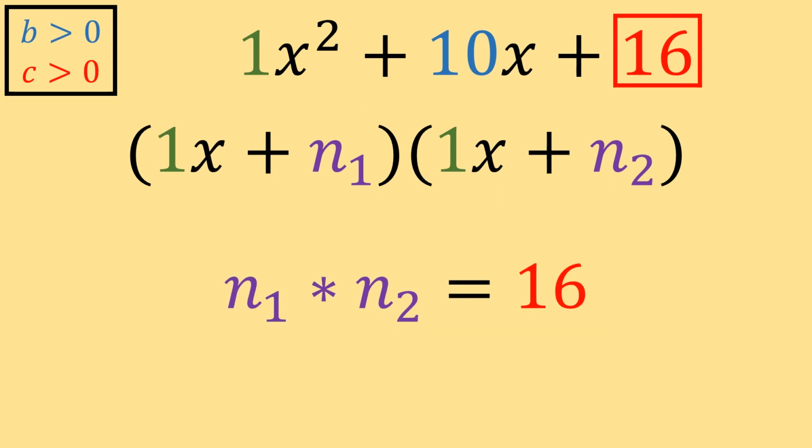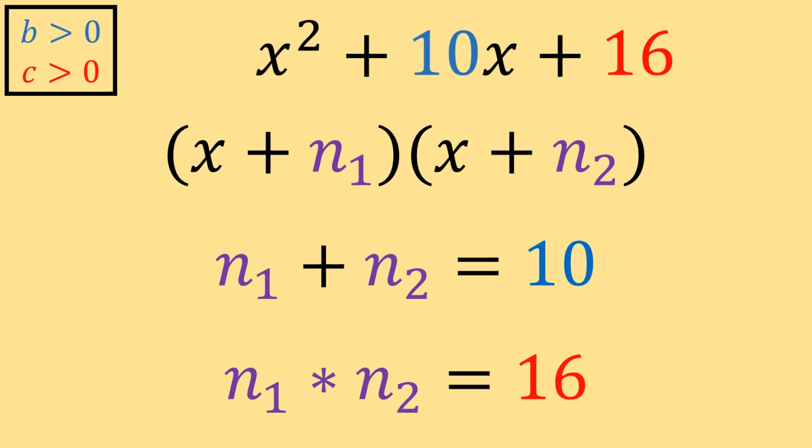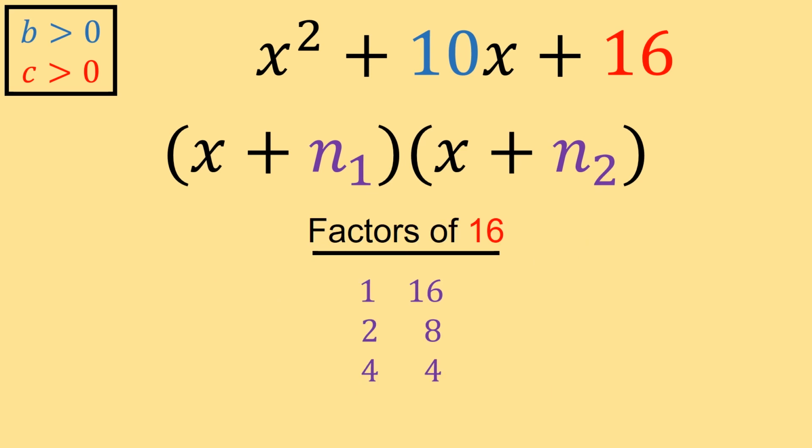Now, if you think about it, we have n1 plus n2 equals 10, and we have n1 times n2 equals 16. So what we're trying to do is find two numbers that when we add them together they get 10, and when we multiply them together they get 16. So let's first work with two numbers that multiply together to get 16, or essentially the factors of 16. Well, we list those. There's 1 and 16, there's 2 and 8, and there's 4 and 4.